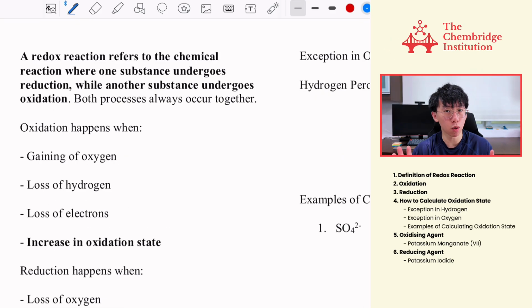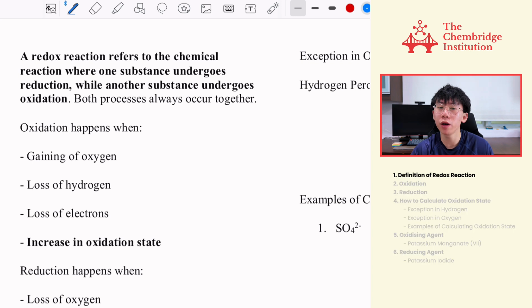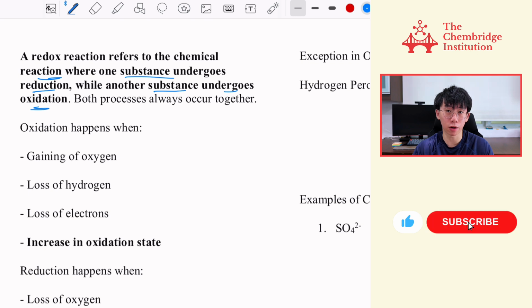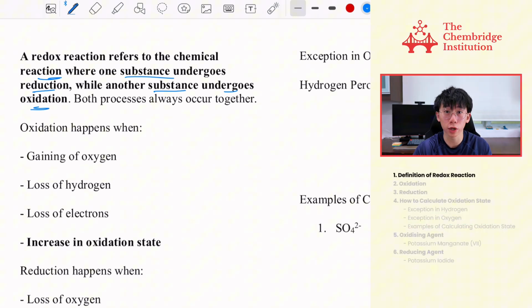First, we have to understand what a redox reaction is. A redox reaction is a chemical reaction where one substance undergoes reduction and another substance undergoes oxidation. And usually in our syllabus, we know that both oxidation and reduction occur together, right? And this is the definition of a redox reaction.